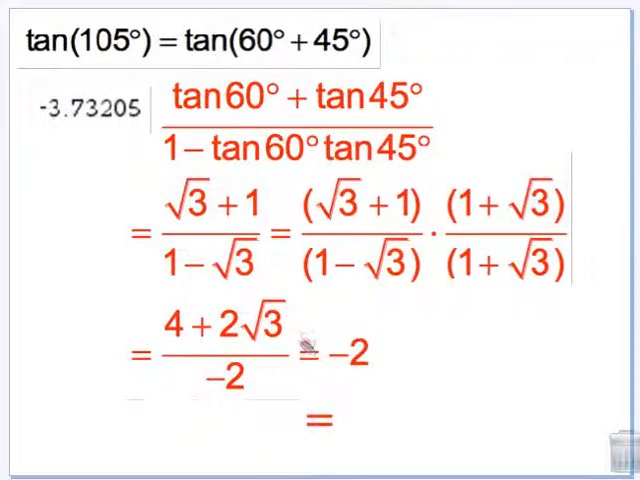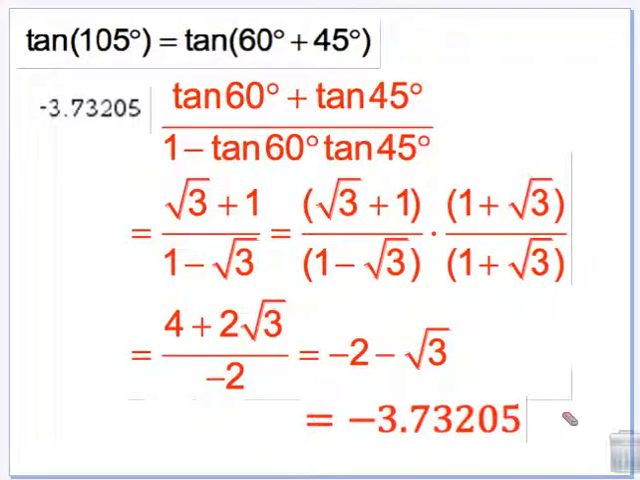You can go ahead and reduce that where you divide everything by 2, and 4 divided by -2 gives you -2, and then 2 divided by -2, those two cancel out. So your final answer, your exact answer, would be -2 minus the square root of 3. Plug that into your calculator and you get -3.73205, which is the same answer that we have here.